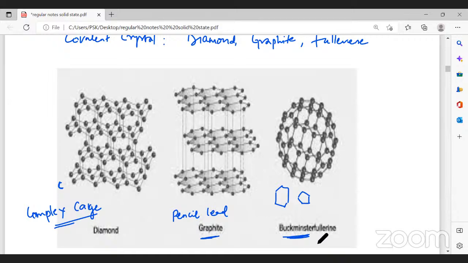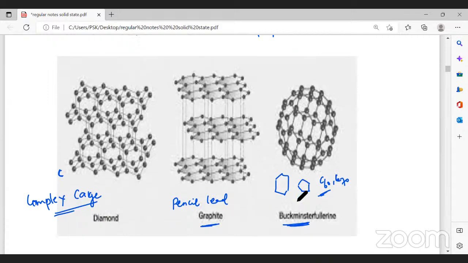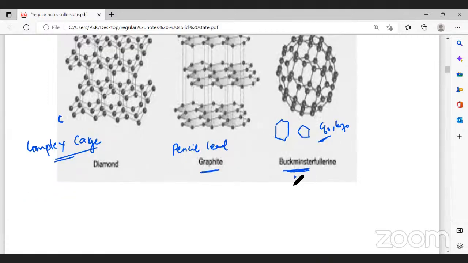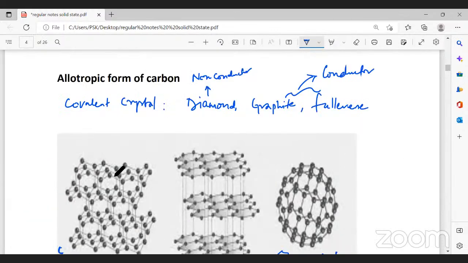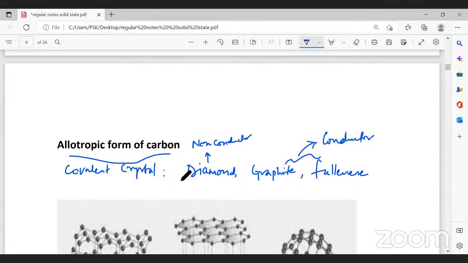So for Buckminster Fuller or fullerenes, there are different forms. C60 we have, C70 we have. What does it mean? A fullerene made of 60 carbon atoms is called C60. A fullerene made of 70 carbon atoms is called C70. These fullerenes are used as lubricants. They can also be used in preparing carbon nanotubes and other carbon nanoparticles. So these are the allotropic forms of carbon.